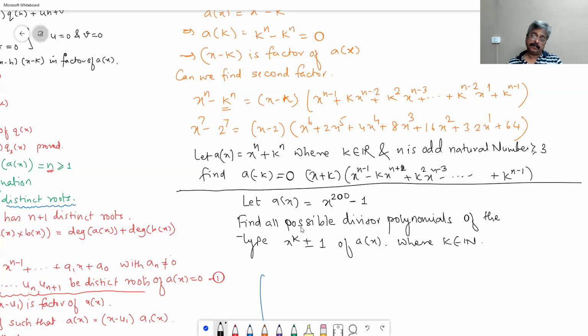Have you understood? So, for example, I can give you one. x minus 1 is a factor of this. Why? Because if I put x is equal to 1, a of x becomes 0. Therefore, x minus 1 is a factor. Like that, you have to find out all possible factors and tell me the number. Show me the number of divisors.